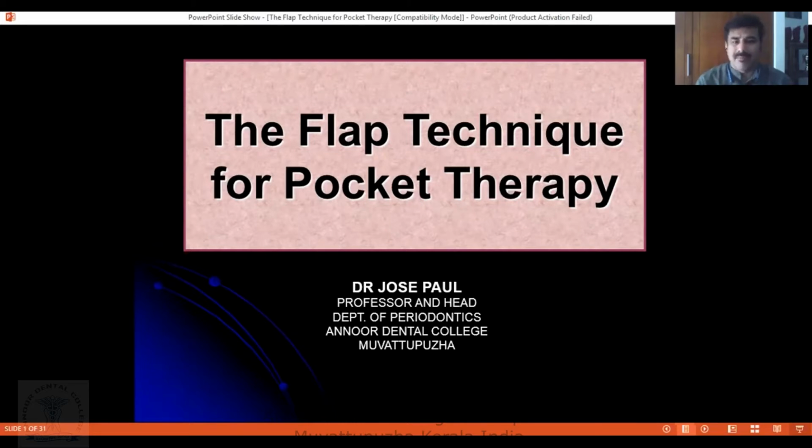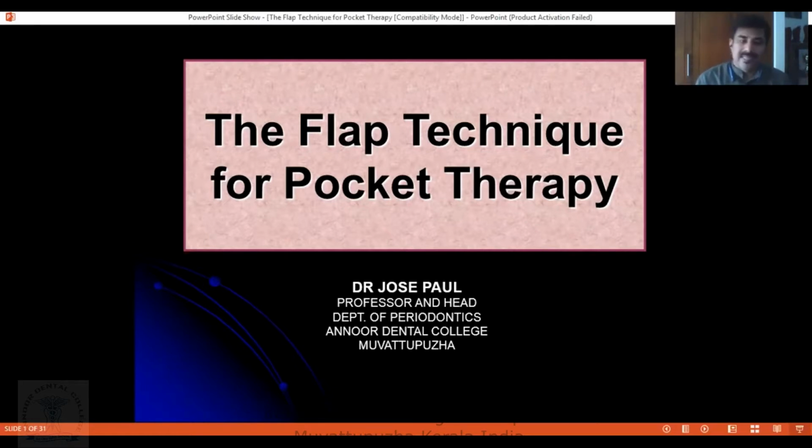After scaling and root planing, you reevaluate the patient, recall the patient, and recheck all the clinical parameters, and then you find that the pocket has come down from 6 millimeters to around 3 millimeters. You don't have to do any sort of advanced surgical techniques. Now the disease is under control. But there are certain situations in which the pocket wouldn't have come down, and the pocket remains at 5 or more millimeters.